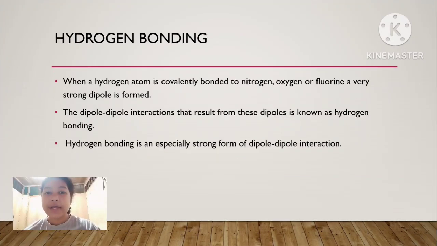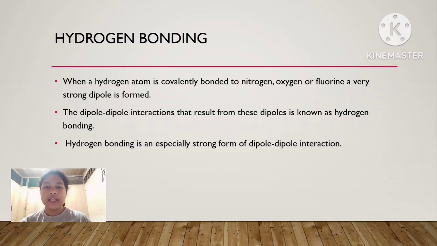The next one is hydrogen bonding. Hydrogen bonding is when a hydrogen atom is covalently bonded to nitrogen, oxygen, or fluorine. A very strong dipole is formed. So, our examples for hydrogen bonding are nitrogen, oxygen, and fluorine, which are usually involved in hydrogen bonding. The dipole-dipole interaction that results from this dipole is known as hydrogen bonding. Hydrogen bonding is a special strong form of a dipole interaction.